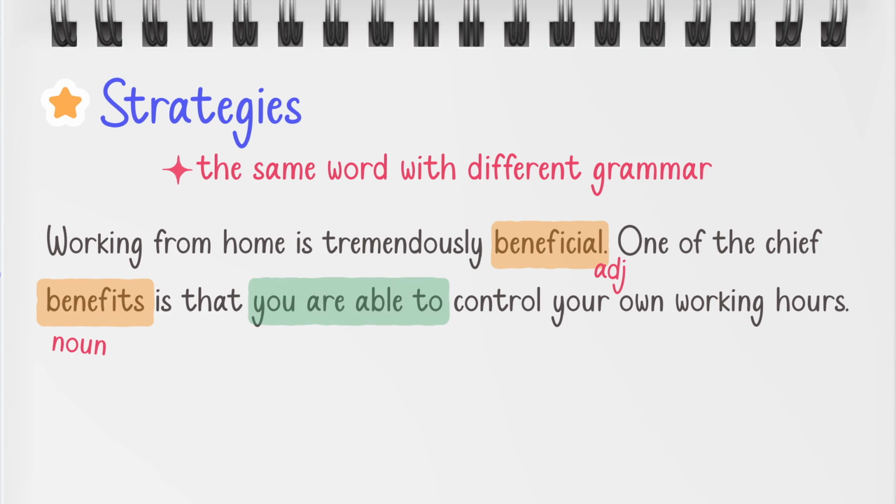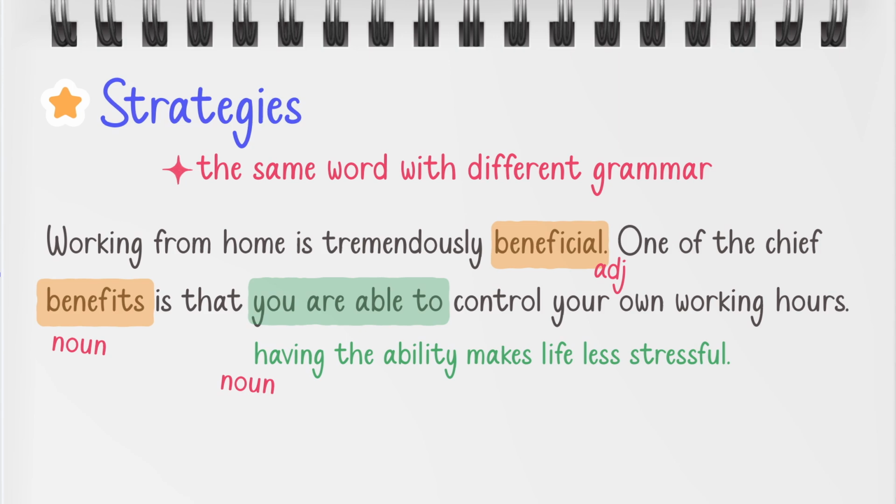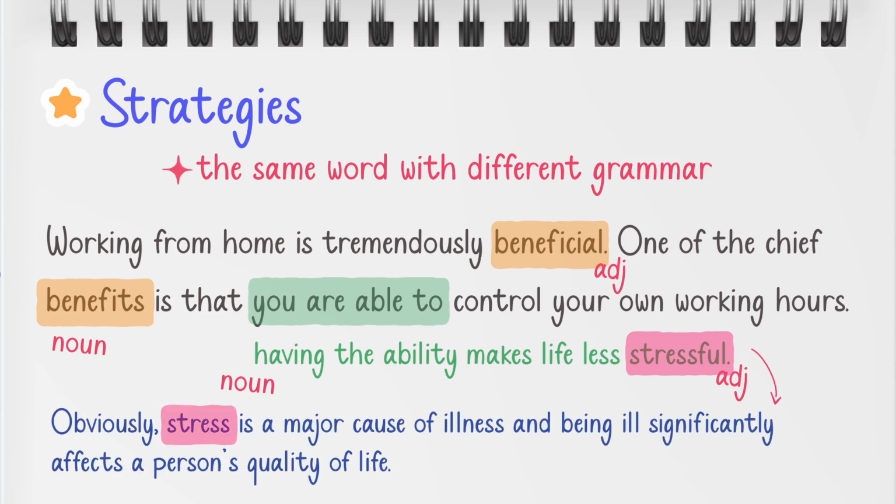You are able to. I'm going to change be able to. I'm going to change its grammar using different grammar. Having the ability, so I'm using a noun here. Having the ability to do this makes life less stressful. Stressful is an adjective. I'm going to use a noun. Obviously, stress is a major cause of illness. And being ill, you can see illness, ill, noun, adjective, significantly affects a person's quality of life.